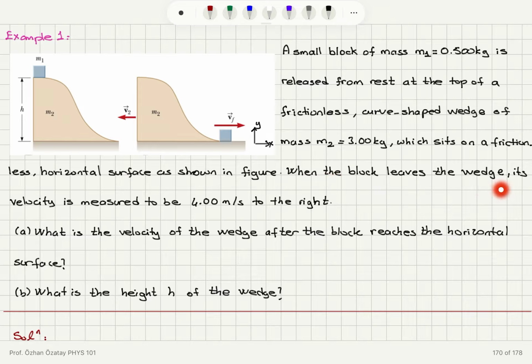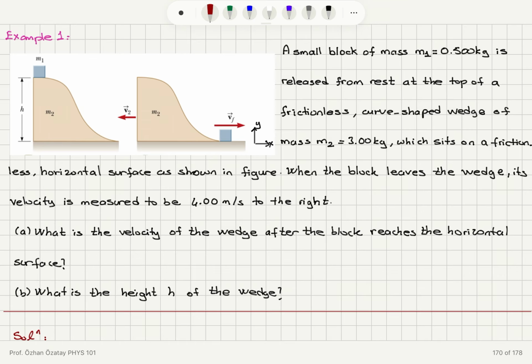When the block leaves the wedge, its velocity is measured to be 4 meters per second to the right. So that's the final velocity of the block. What is the velocity of the wedge after the block reaches the horizontal surface? So at this instant, when m1 has this final velocity, what is the final velocity of m2? And what is the height of the wedge?